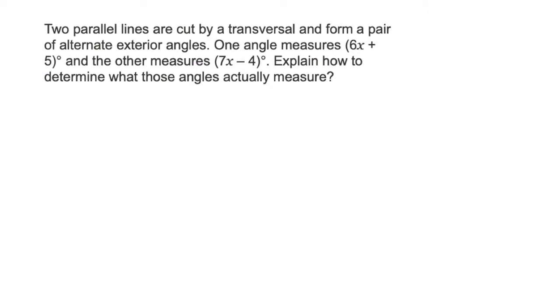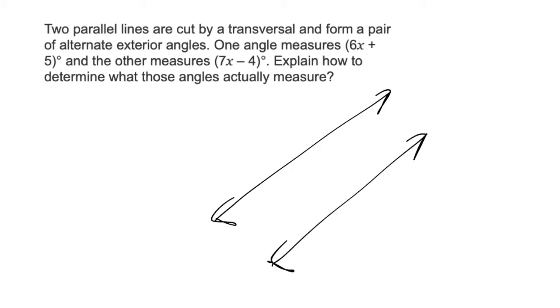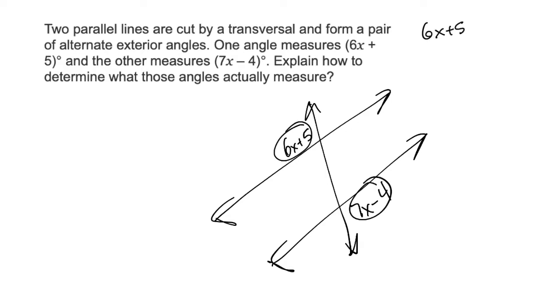All right, two parallel lines are cut by a transversal and form a pair of alternate exterior angles. One angle measures 6x plus 5, and they're alternate exterior, so this would be 7x minus 4. So what can explain how to determine what those angles actually measure? This is kind of what we did, with these same numbers. We set them equal to each other, and then we solve for x.